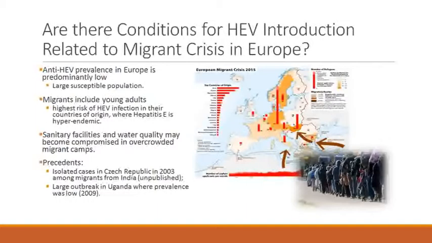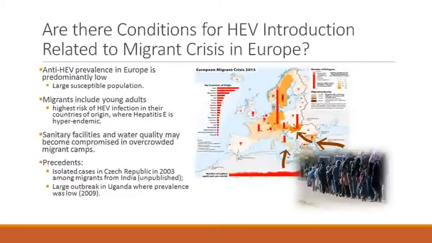And there were several precedents, but I'm going to bring only two examples. For example, in 2003, there was a very limited number, I think it was 2 or 3 cases of hepatitis E in a camp of migrants in the Czech Republic, in a family that migrated from India. That was genotype 1 infection. They brought the infection with them as they were traveling to Europe. And that's one example, which did not result in an outbreak. It was a localized situation.